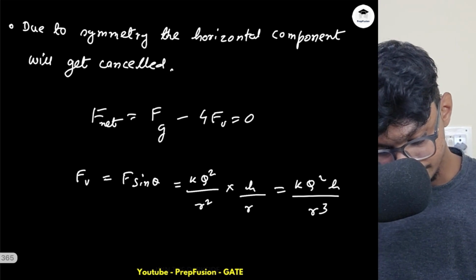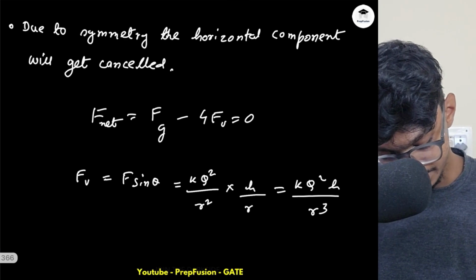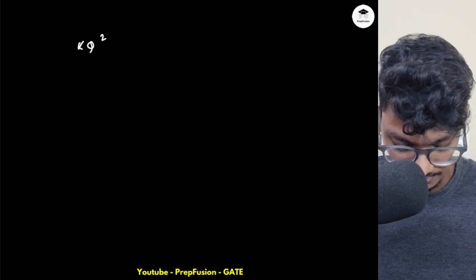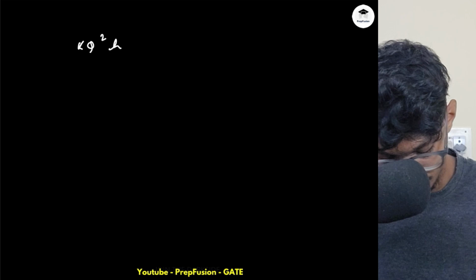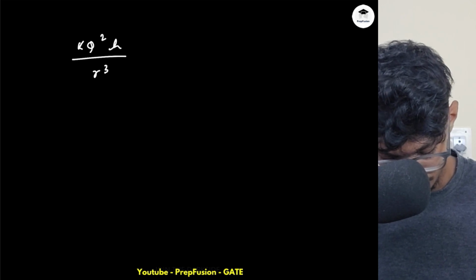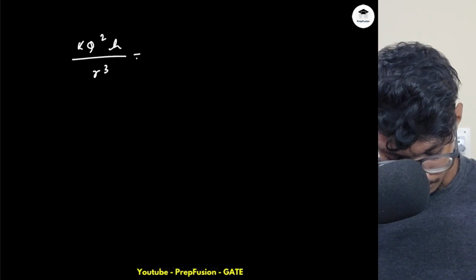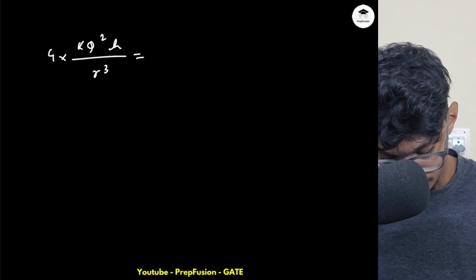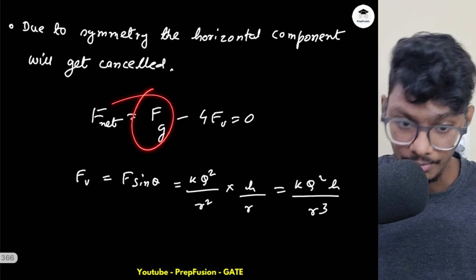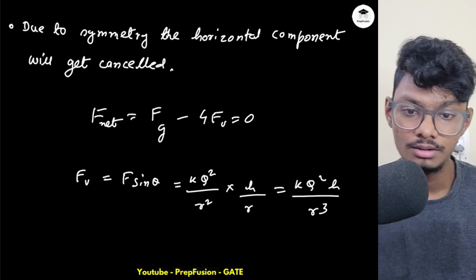What I need to equate? I need to equate this kq square h by r cube equals to 4 times this should be equal to the force by the mass.